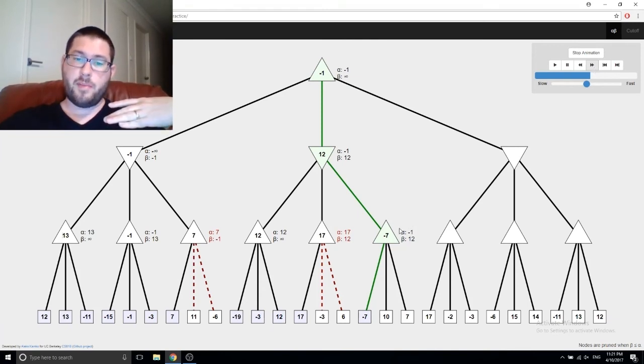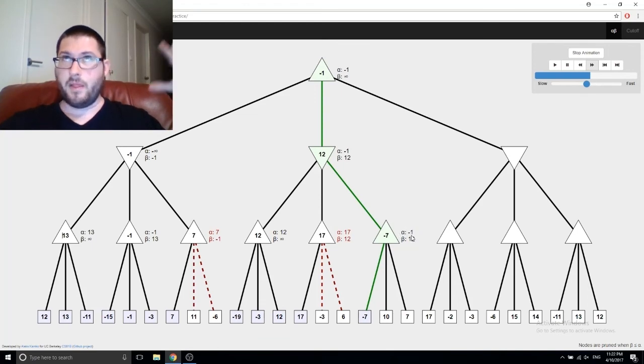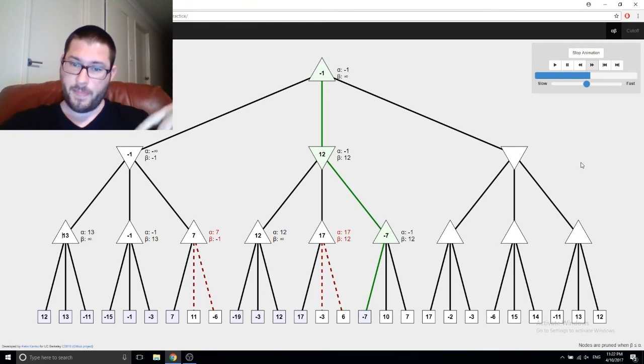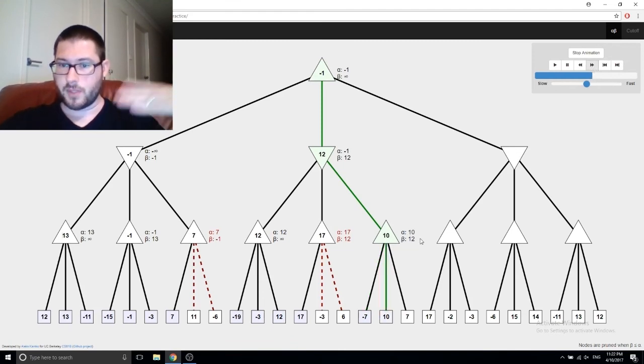remember that the alpha value represents the worst possible score that you can get in that position. But you're not going to consider taking something that's a -1 if you can get to a position which gives you a 10. So you're going to update it. You're going to remember that there's a path that exists that will give you a 10, so don't bother considering anything lower than that. And here we go, we've updated to give it a 10.